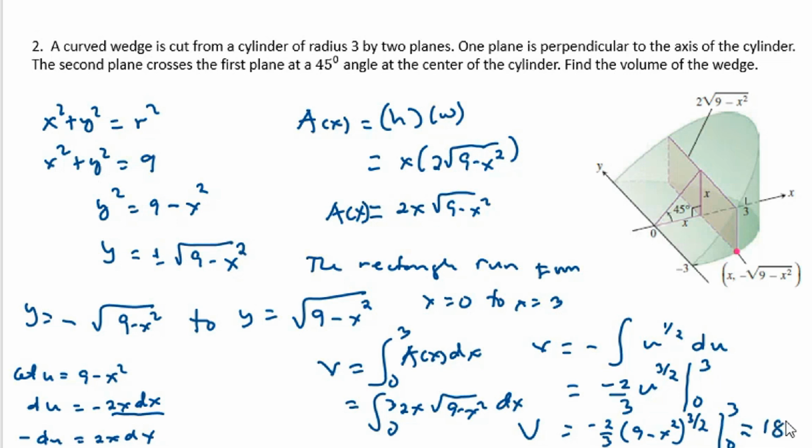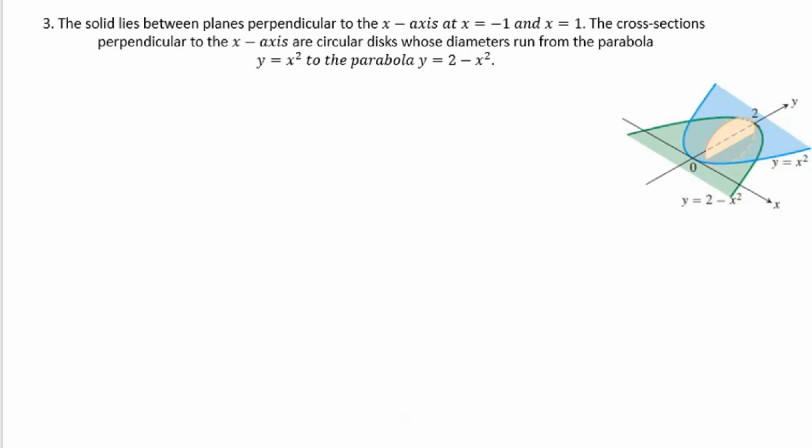Okay, number 3. The solid lies between planes perpendicular to the x-axis at x equals -1 and x equals +1. The cross sections perpendicular to the x-axis are circular discs whose diameters run from the parabola y equals x squared to the parabola y equals 2 minus x squared. So as it is represented in our graph or figure, first, I'll try to follow now the steps.